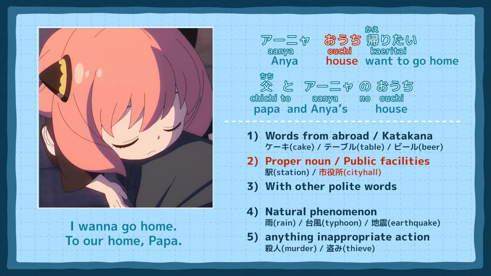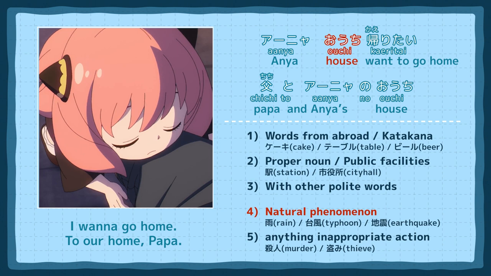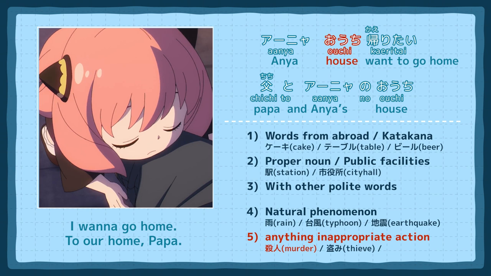This is not correct. Number 3, you shouldn't use it with other polite words in the same sentence. I won't explain this here because it's too complicated, but let's put it this way. If you use the same type of polite words more than twice in the same sentence, it'll be over-politeness and that's too much. But this part, actually even Japanese people make mistakes a lot. Number 4, you cannot use o or go with natural phenomena, like rain, typhoon, earthquake, something like that. And number 5, anything that is an inappropriate action, like murder, thieves.